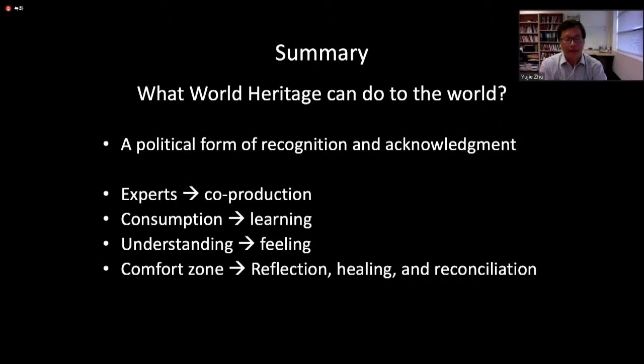Now I would like to summarize here. Heritage interpretation becomes fundamental when we address the question of what heritage and the museum do to society and the world. We should not forget the original intention of the 1972 World Heritage Convention. It is not a tool of political and diplomatic power games, but a mechanism of acknowledgement and recognition. Heritage interpretation should not be expert-driven, but should be a form of co-production where communities are situated at the center. It does not serve pleasure-making and consumption, but learning. It is not only for understanding, but for feeling and reflection.